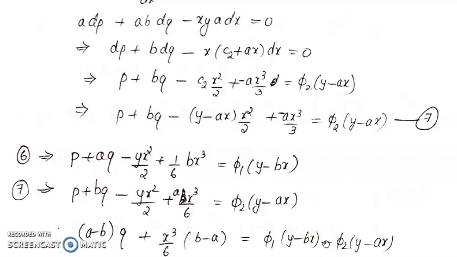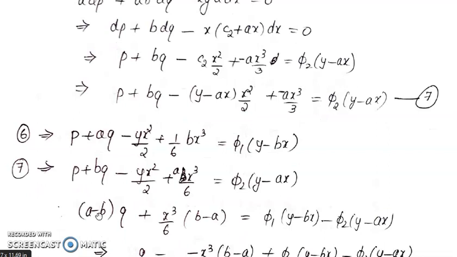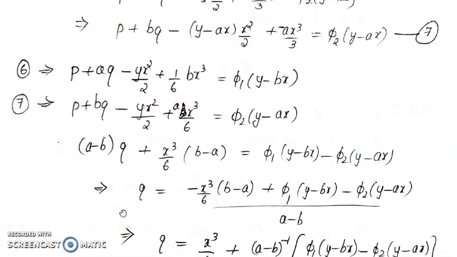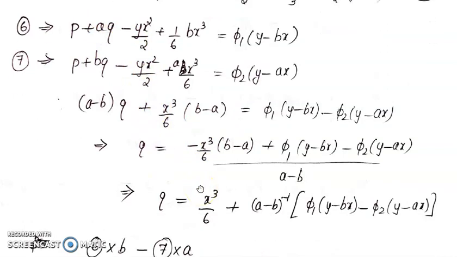ഇനി അതുപോലെ ഫസ്റ്റ് ഇക്വേഷൻ b വെച്ച് മൾട്ടിപ്ലൈ ചെയ്യുക, then subtract the second equation multiplied with a. അപ്പോൾ q വിൻ്റെ ടേം ക്യാൻസൽ ആവും, p യുടെ ടേം കിട്ടും നമുക്ക്. ഓക്കെ. So q will be equal to, ഇപ്പോൾ നമ്മൾ q വിൻ്റെ ടേം സിംപ്ലിഫൈ ചെയ്യുമ്പോൾ, so you will get x cube by 6 plus a minus b all raised to minus 1 into 5 of y minus bx minus 5 of y minus ax കിട്ടും.